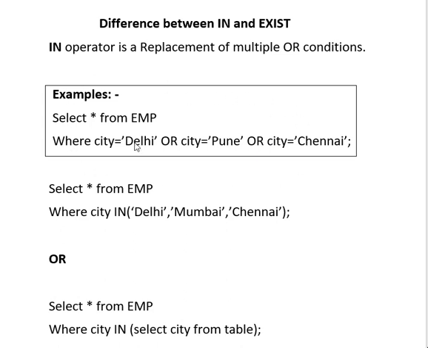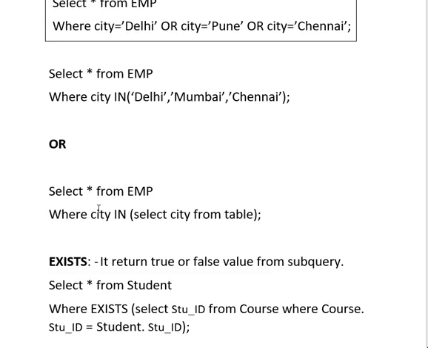So to avoid this, we use the IN operator like this: SELECT * FROM EMP table WHERE city IN ('Delhi', 'Mumbai', 'Chennai'). And in another way we can use an inner query also: SELECT * FROM EMP WHERE city IN (SELECT city FROM table). So this is my inner query and this is my outer query.